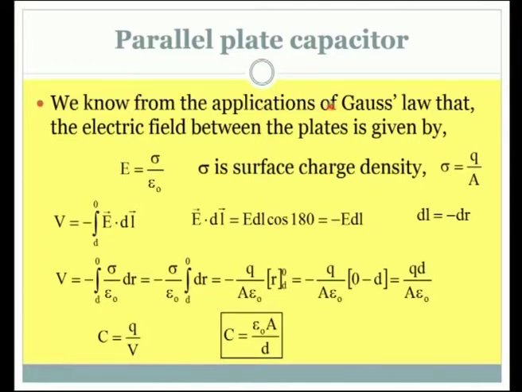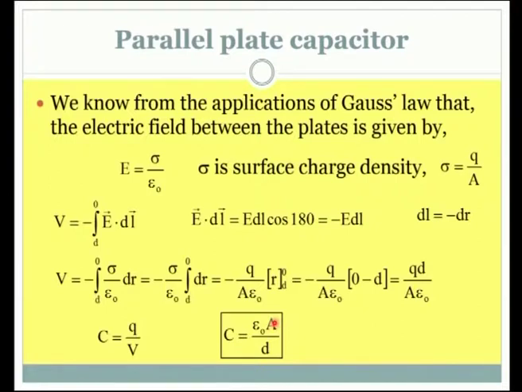We know from the application of Gauss law that the electric field between the plates is given by this expression, E is equal to sigma by epsilon naught. This is a known expression. Sigma is the surface charge density, which is expanded as q divided by A. The usual formulation is done. We integrate it from the distance d to 0 to move from the negative plate to the positive plate. Once again E dot dl is expanded like this and the usual integration is performed, and we finally rewrite the expression for q divided by V, which is C, and we have C is equal to epsilon naught A divided by d.